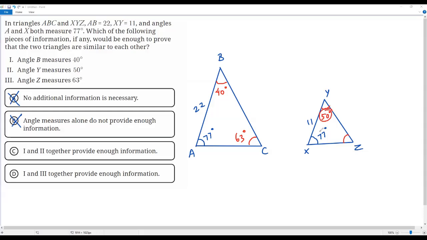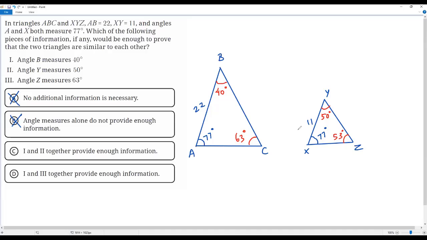For that, we have to add these two angle measures, 50 and 77, and subtract it from 180. When I add 50 and 77, I'm getting 127. When I subtract 127 from 180, I'm getting a 53-degree angle measure. Okay, so now I have the three angle measures of the first triangle and the three angle measures of the second triangle as well.